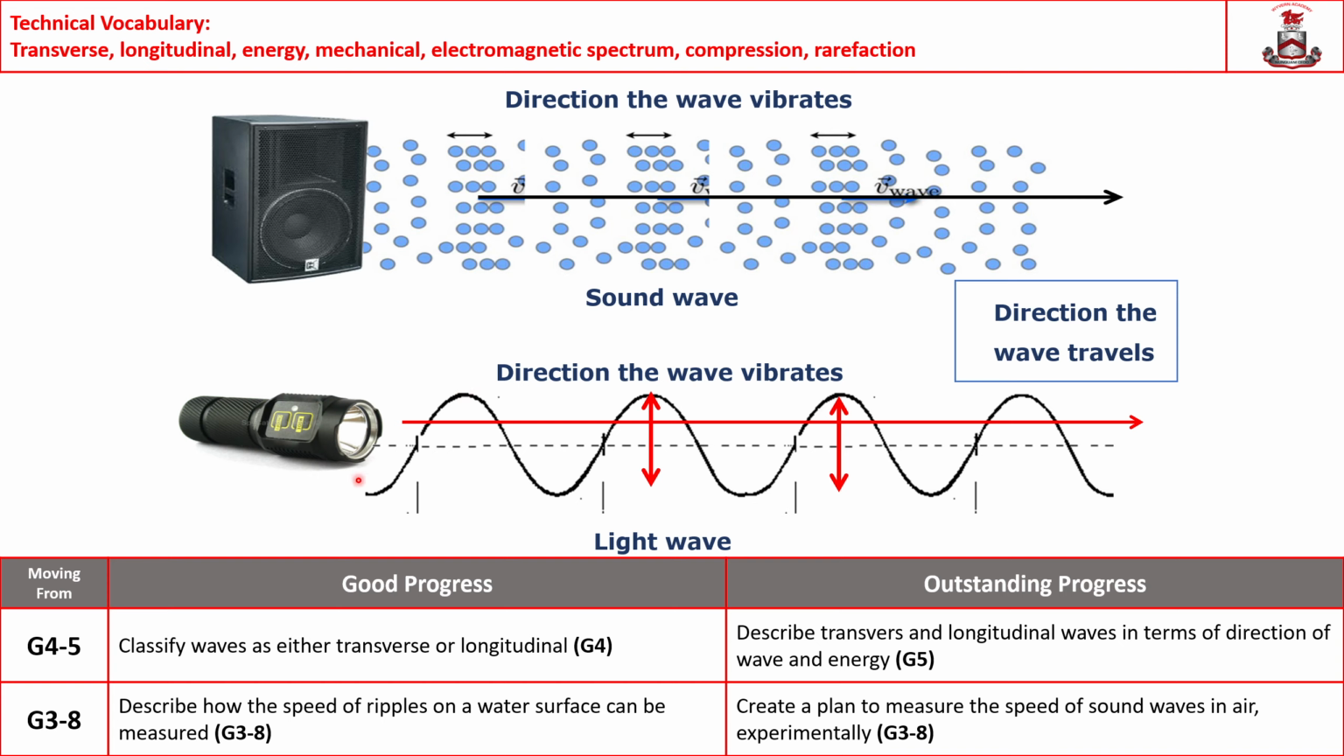So if we look at a light wave, we're going to learn a little bit more about the electromagnetic spectrum. You'll see the wave looks like an S. The wave itself, if you put it sideways, looks like an S because it is a transverse wave. And the wave moves to the right, but what happens is these peaks and troughs will move up and down. So the wave direction is to the right, but the wave vibrations are up and down. They are 90 degrees.